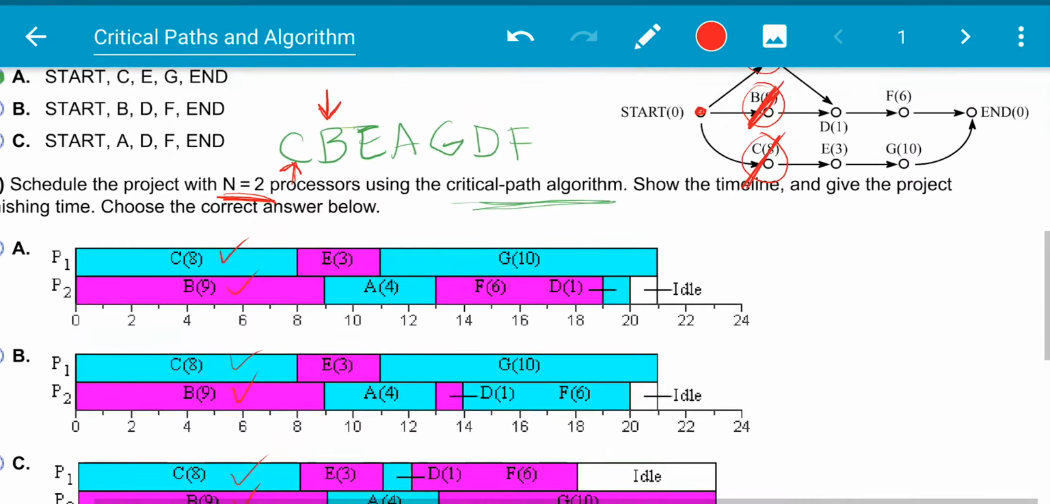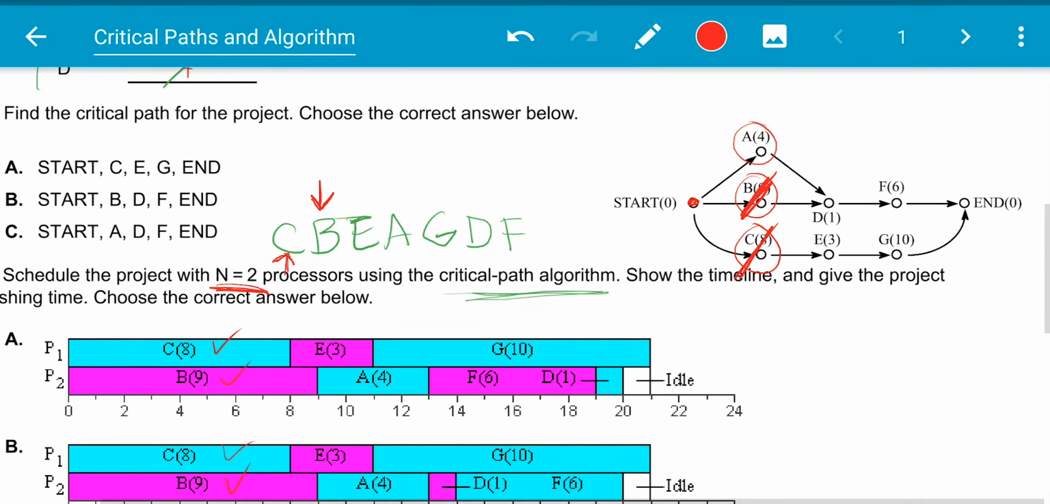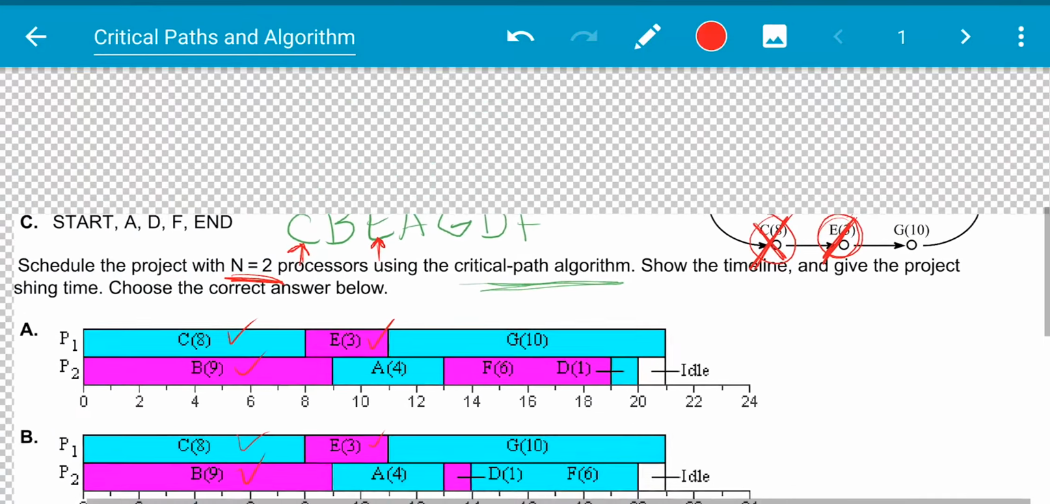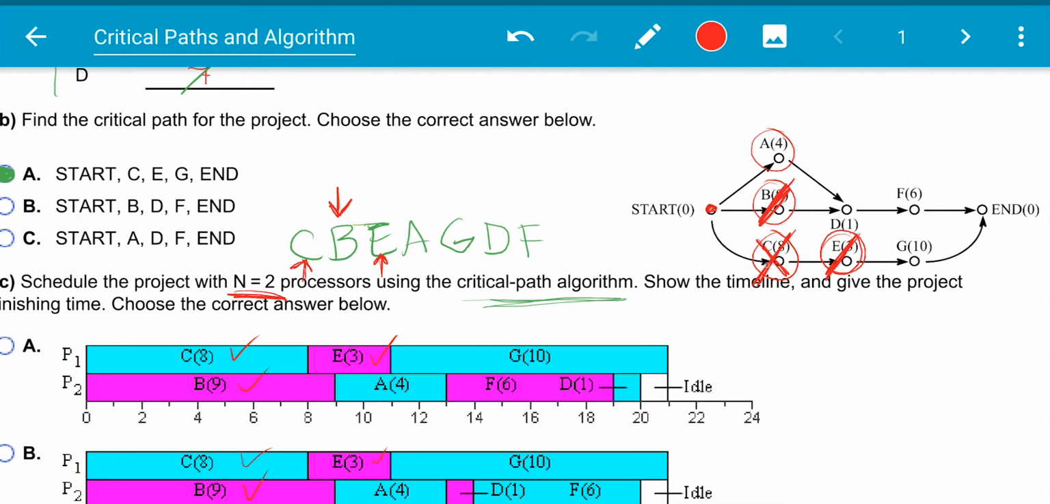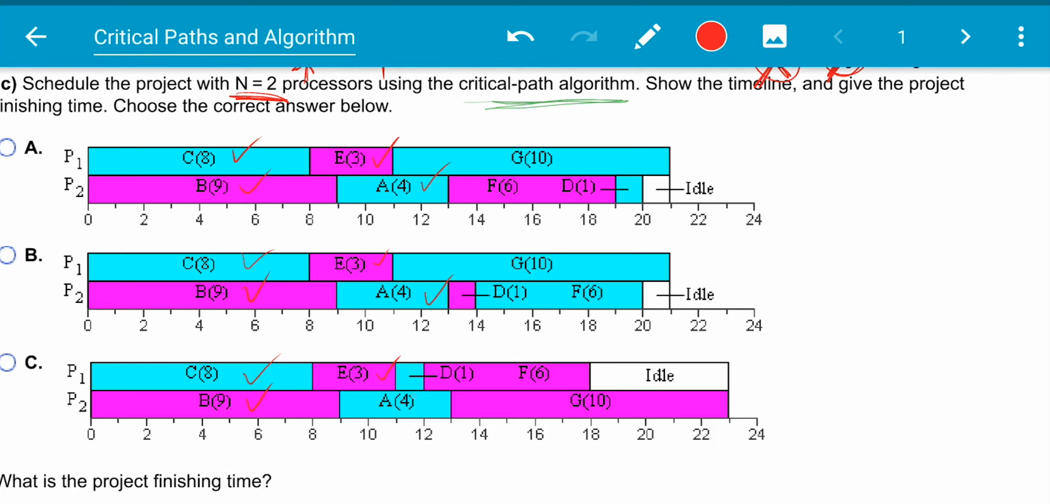Now we move along and we finish C. That makes E eligible. So we have A or E to choose from. According to our decreasing time critical path algorithm, we're going to choose E first. So we're going to mark E. We're good. All right, we're going to move along. We finish B. Well, we can't circle D yet, so the only one that's left for processor 2 to start working on is A. So we're going to start working on A.